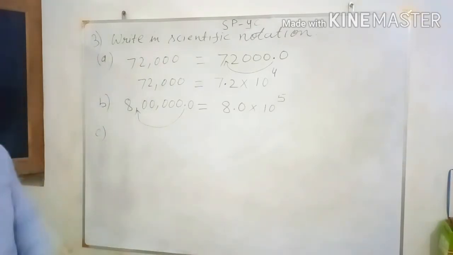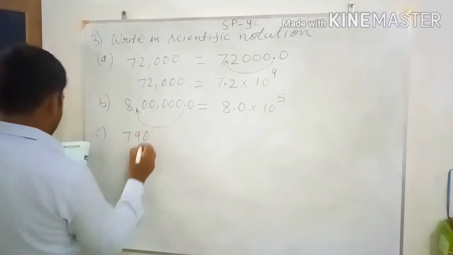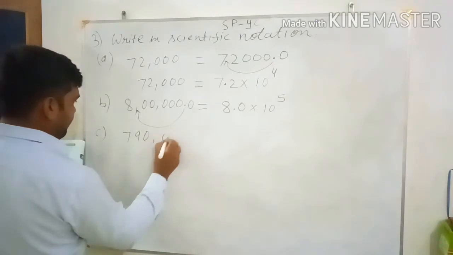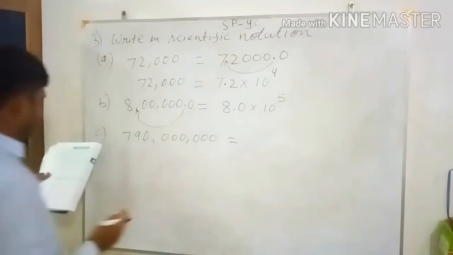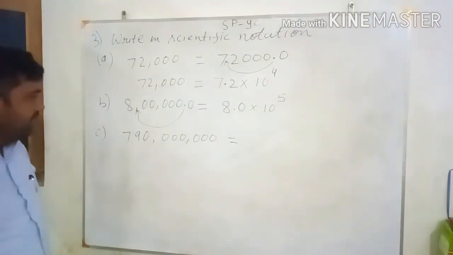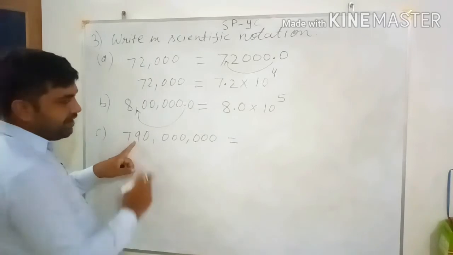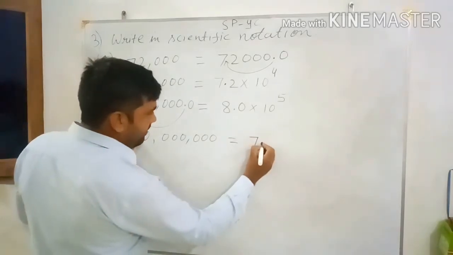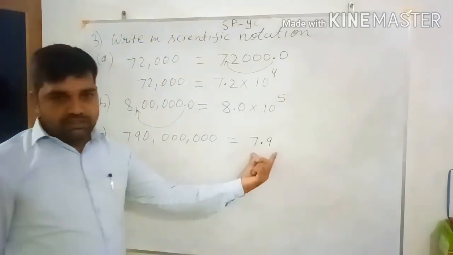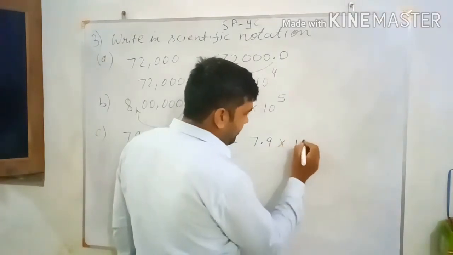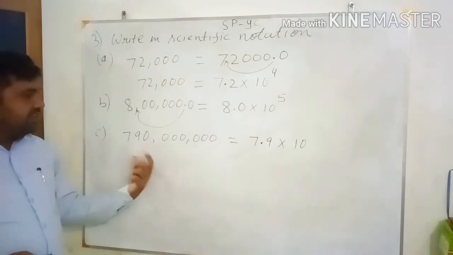Now we do question number C. 790 million. In this also you can see I am going to put the decimal just after 7, that is 7.9. Now see, the 7.9 value is between 1 and 10. First factor's value is between 1 and 10, and second factor is the power of 10. Now what power you will raise? Now count how many places left I have shifted the decimal.